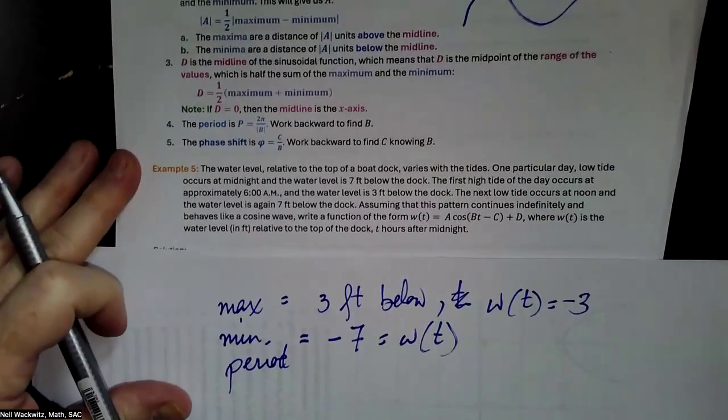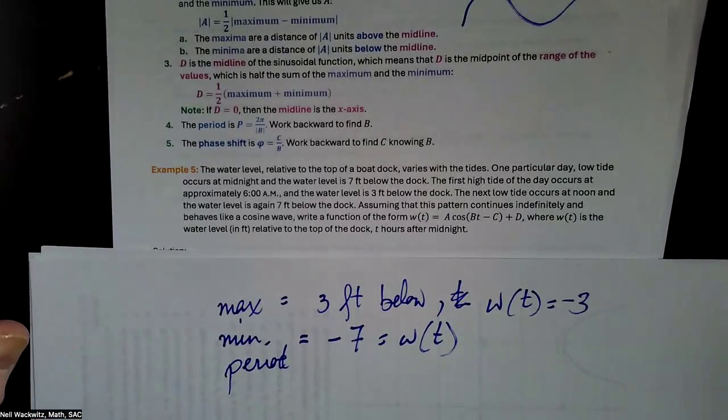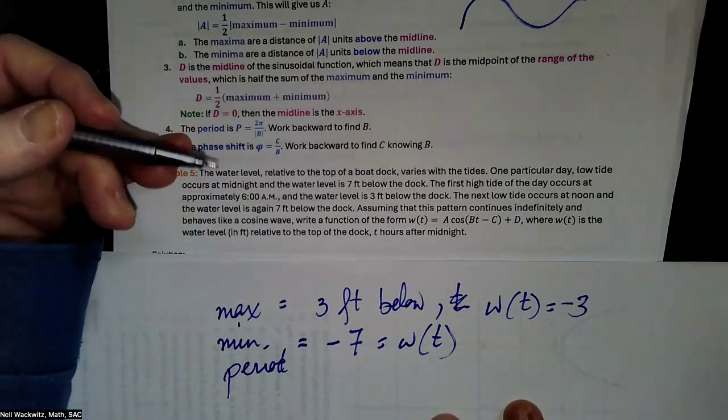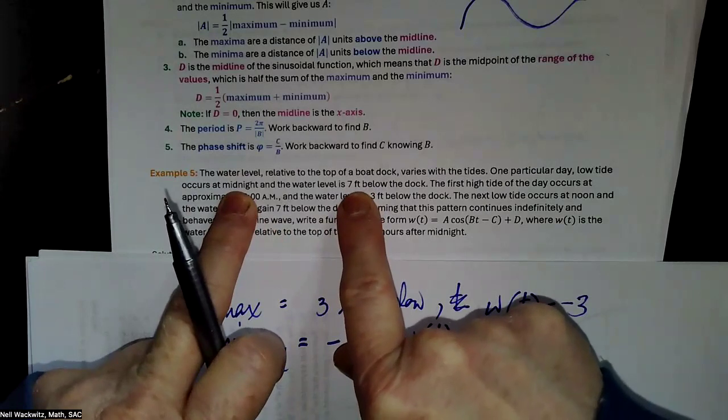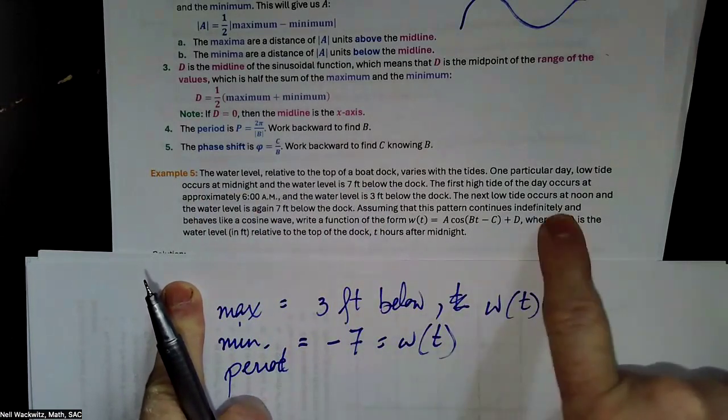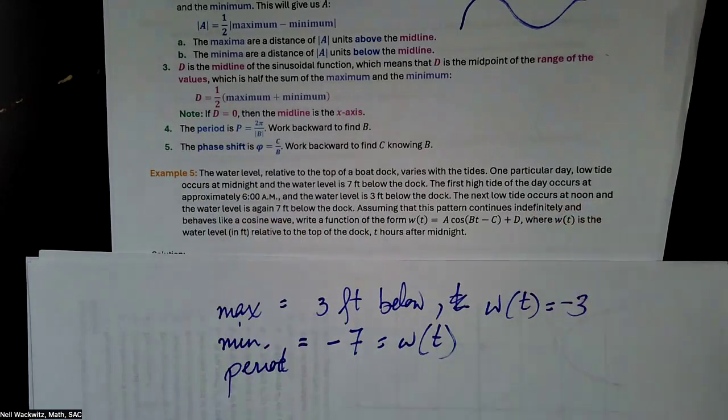What is the period that we're looking at in this scenario? Period is the time. The period is the time it takes to start repeating. First time it occurs at 6. It occurs at noon. So 6 to 12? It's around there. Yeah, we start at midnight. We're at -7. When is it again at -7? Next low tide. Okay, good. So what does that make the period?